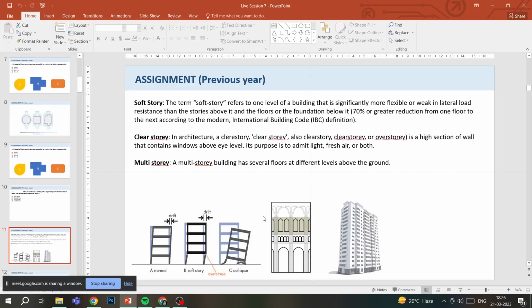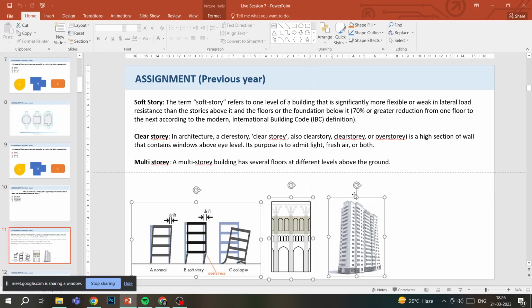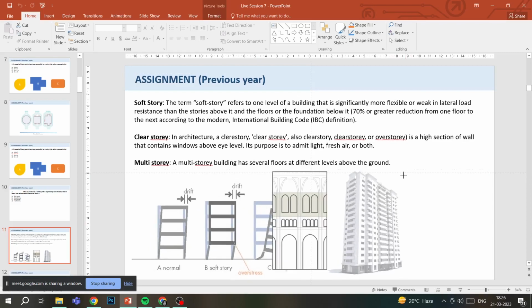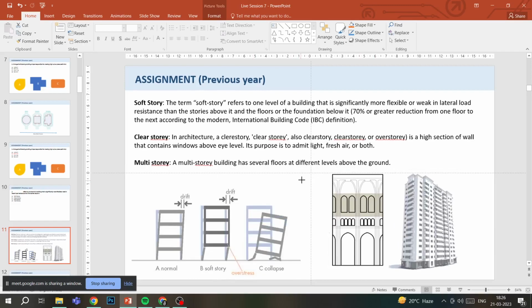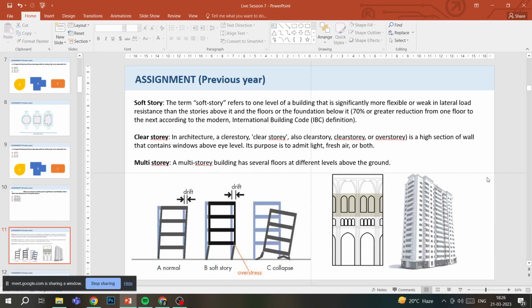Soft story. So what is a soft story? I'll just zoom in on these figures a little. Soft story refers to one level of a building that is significantly more flexible or weak in lateral load resistance than the stories above it, and the floors or the foundation below it, with 70% or greater reduction from one floor to the next according to the modern International Building Code (IBC) definition.